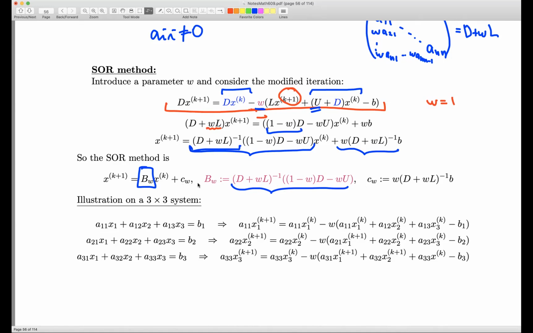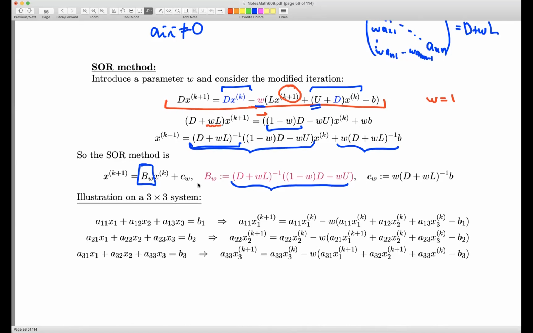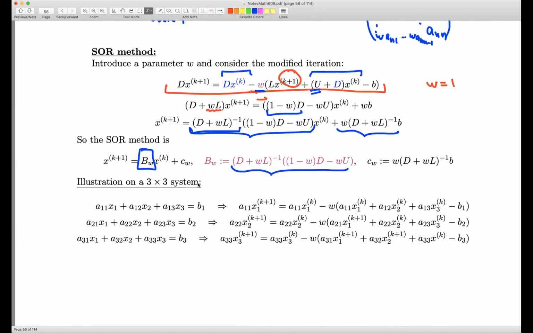And then how do we remember the SOR method?